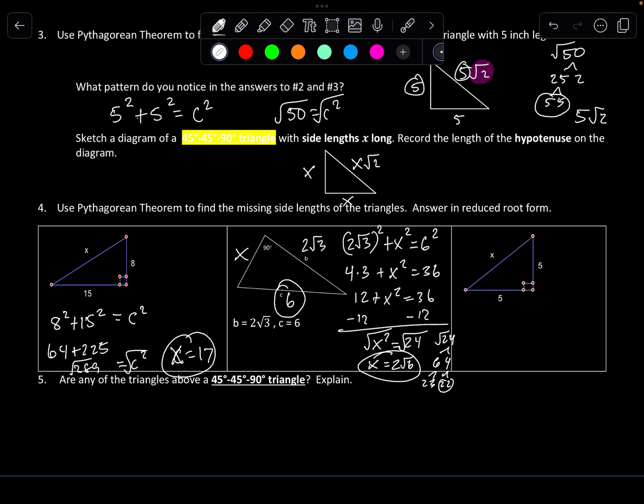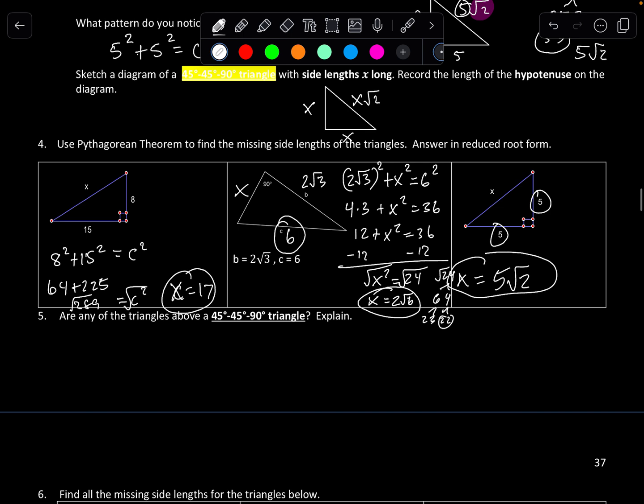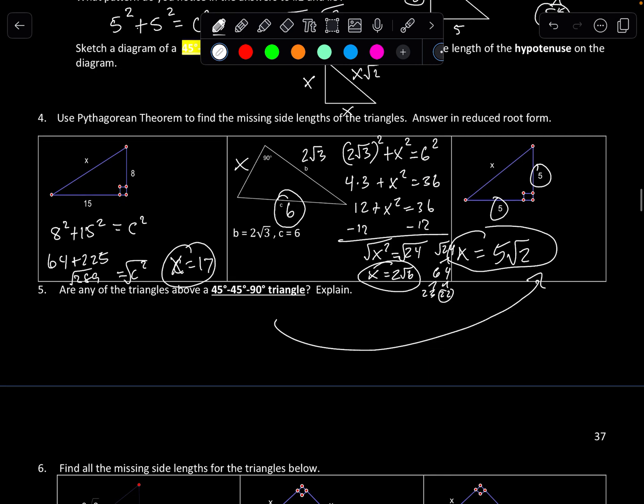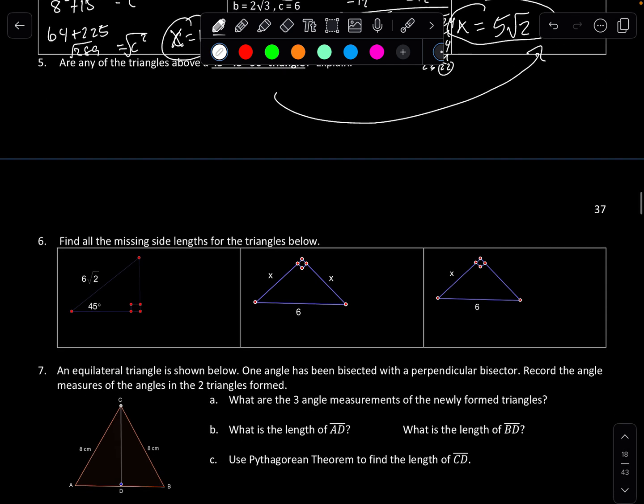Awesome. And now we have an isosceles triangle here, and we could do the Pythagorean theorem, but we just did it earlier. So what does x equal? X equals 5 root 2. If you have questions on that, you can check. Now, did we have any 45, 45, 90 triangles? Yeah, just this one over here. Okay. This one was close. It was 2 root 6 and 2 root 3, but that's not a 45, 45, 90.